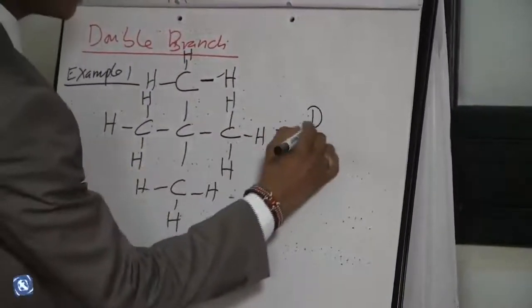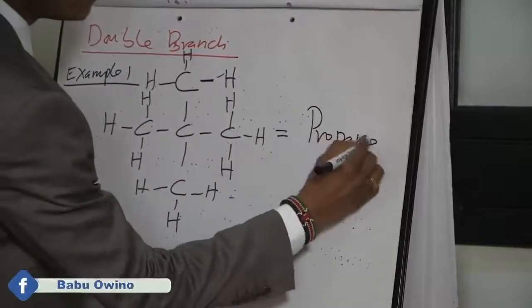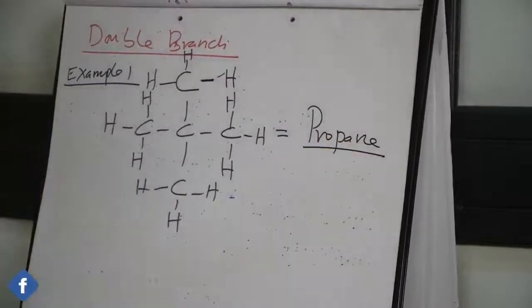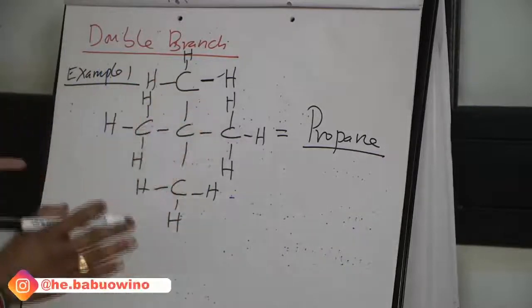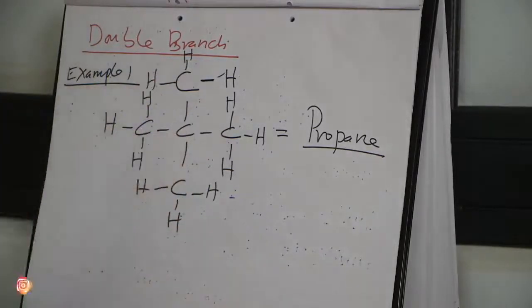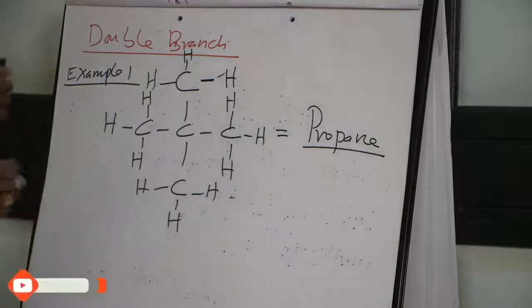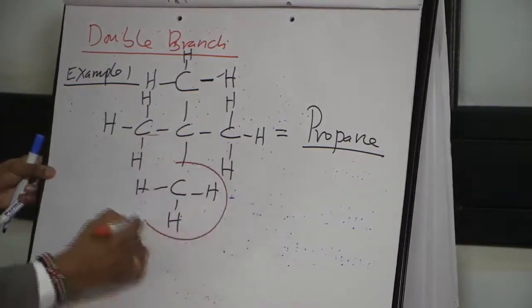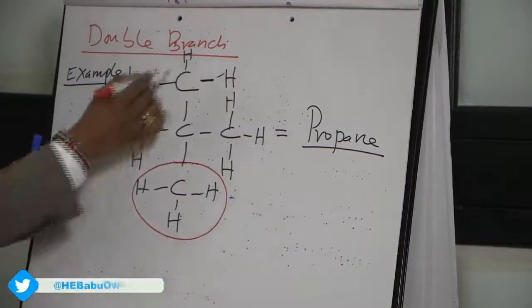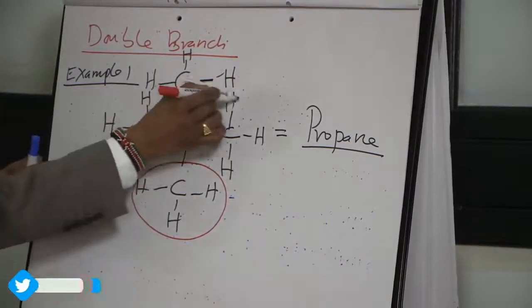That makes it a propane. Then anything else, same rules, anything else which is not along the longest continuous chain is a branch. So where are our branches? Anything else which is not here, we have a branch here. And anything else which is not here, we also have another branch here.